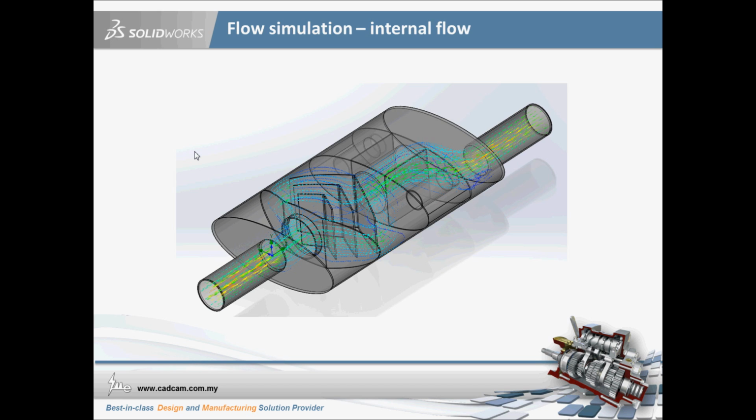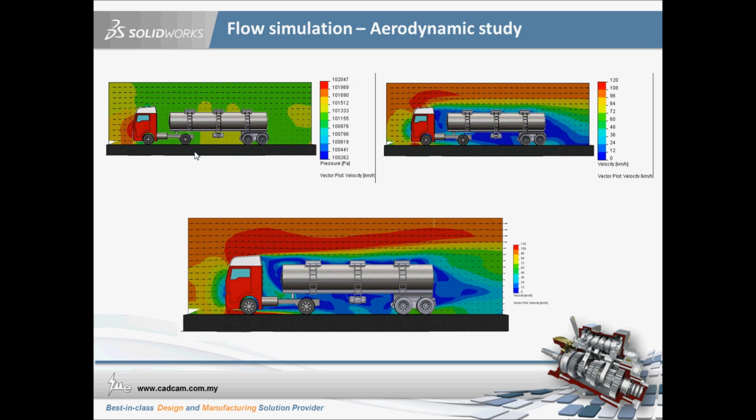This is internal flow. For external flow, I'm not going to use any fancy aerodynamic Formula 1 car, but I will use something very common that we see every day on the roads. A tanker. Yes, a tanker. So first of all, you can see the pressure plot. You can also see the velocity plots, and the most important is that the arrows show a pattern, and if there's any vortex, it will show us in the graphic.